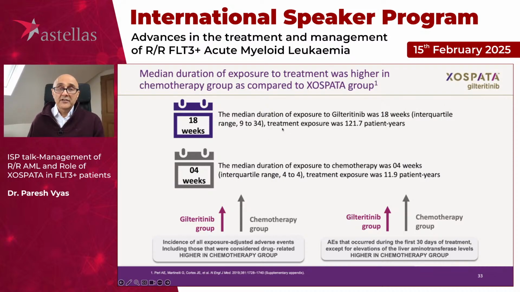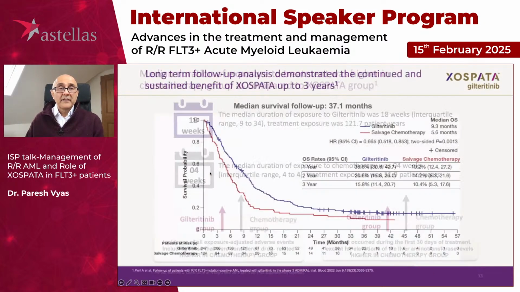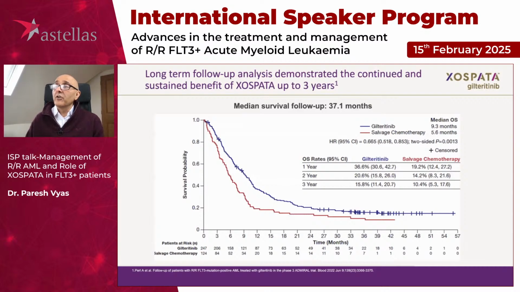Interquartile range 9 to 34 with a total treatment exposure in 121 patient years. So really, you're much more likely to stay on treatment with gilteritinib than with conventional chemotherapy. Here, I'm just showing you long-term follow-up demonstrated the continued and sustained benefit of Xospata, or gilteritinib, up to 3 years. So this is just extended follow-up, 37.1 months.